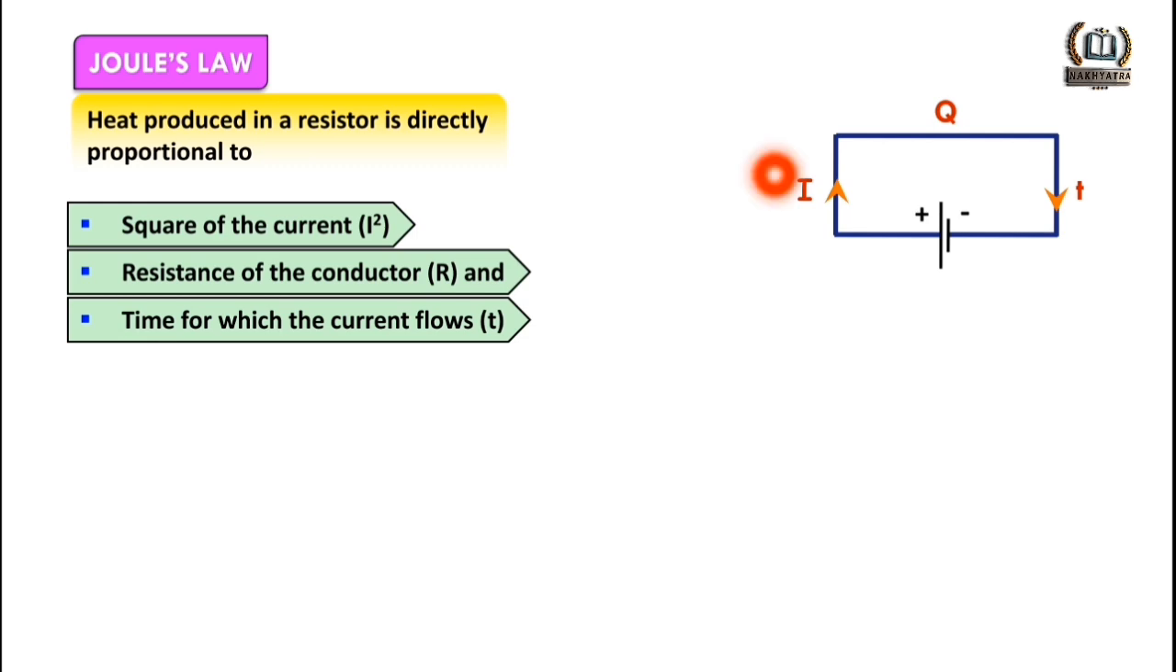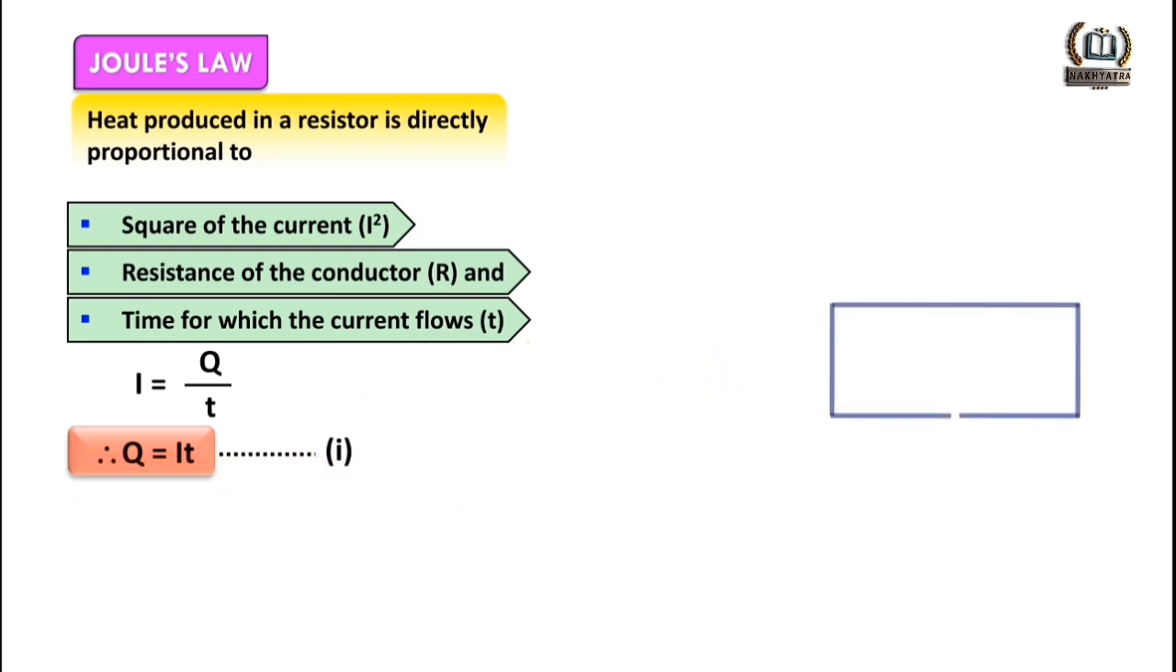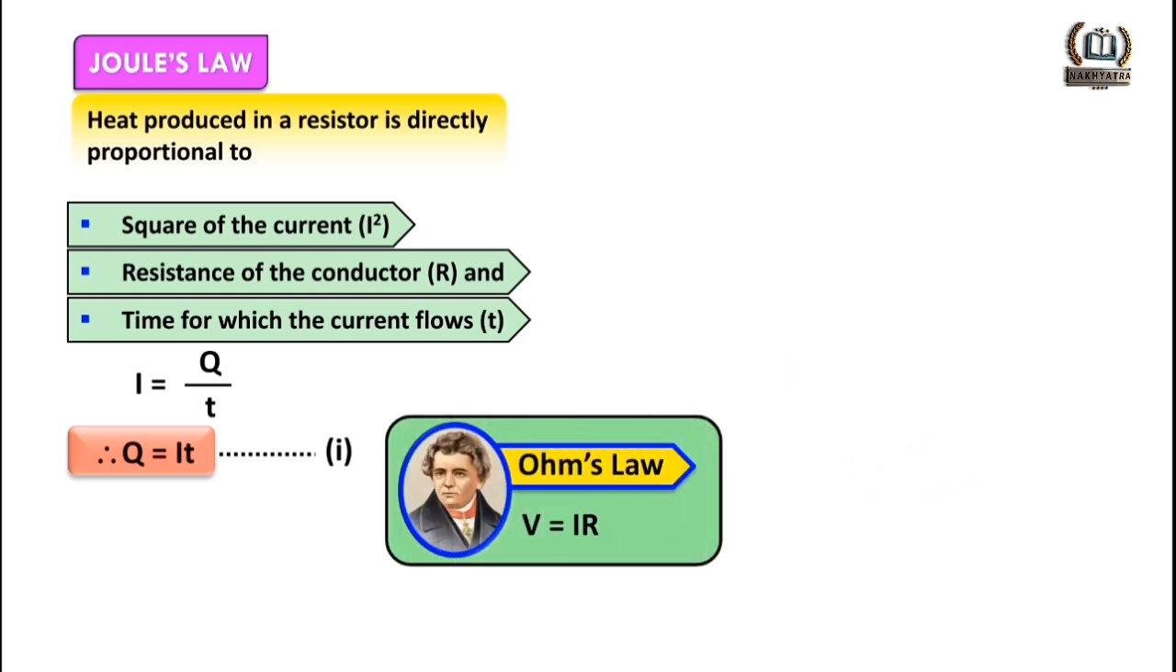So consider a current I flowing through a resistor and let t be the time during which a charge Q flows across. Okay, so according to Coulomb, we know that current I equal to charge by time. So therefore we can write it like this: charge Q equal to I into t, and mark it as equation 1. Now next, see here, consider a current I flowing through a resistor of resistance R, through a potential difference V. So according to Ohm's law, we know that V equal to IR, and mark it as equation 2.